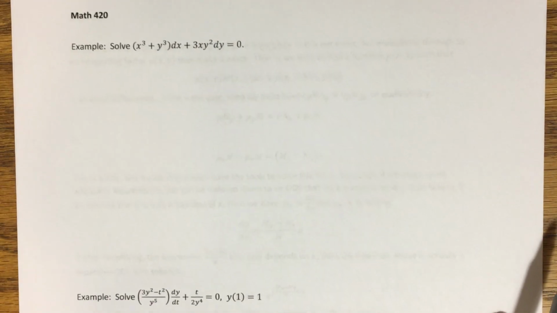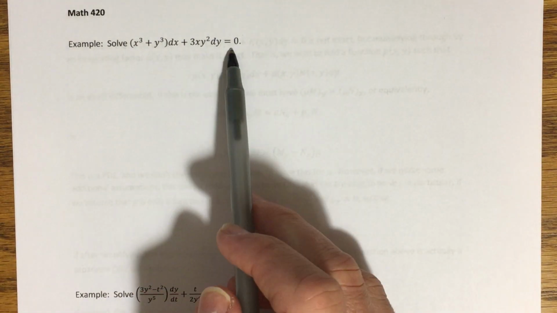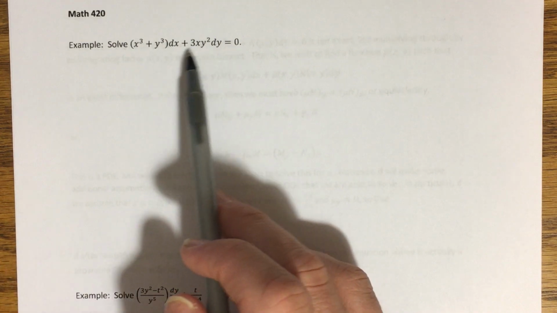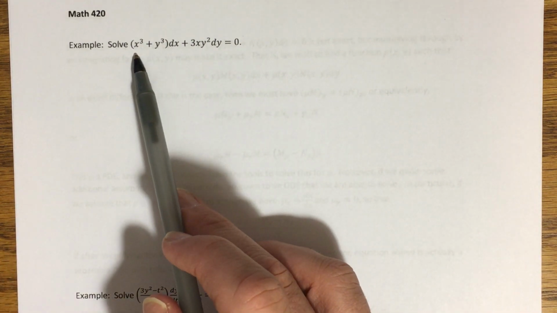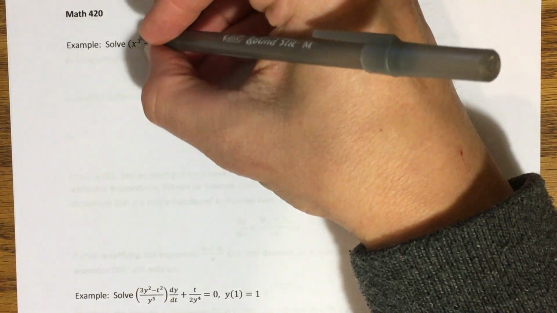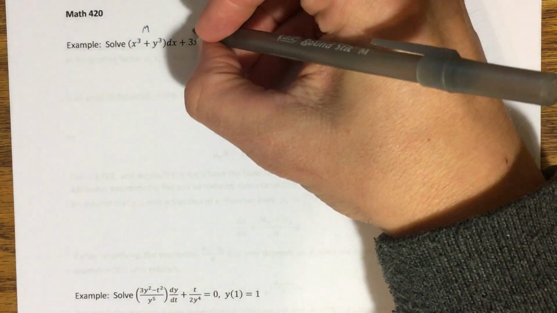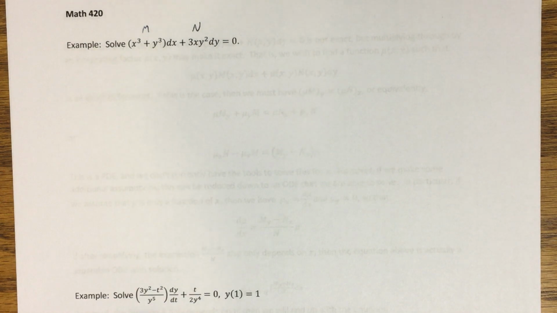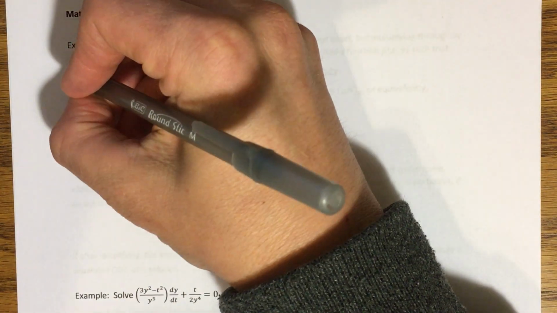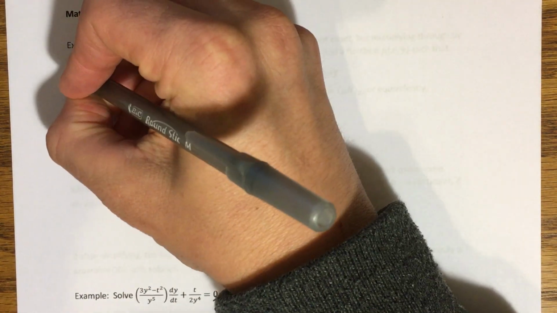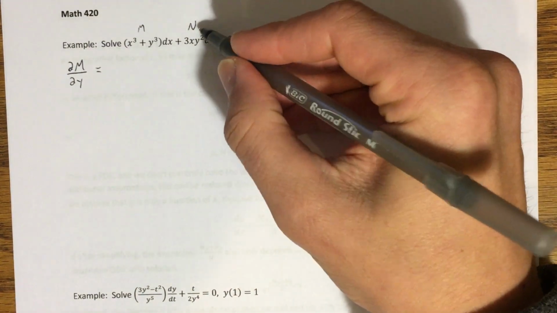All right. Here is a differential equation that may or may not be exact. We have to determine that. The function here is playing the role of M, and the function here is playing the role of N. So M is equal to x cubed plus y cubed, N is equal to 3xy squared. According to that criteria that we just derived, if this thing is going to be exact, then the partial of M with respect to y should be equal to the partial of N with respect to x.